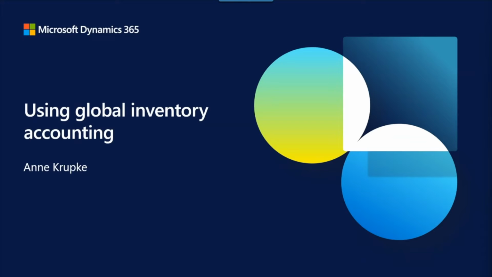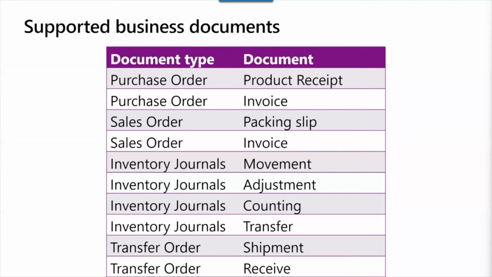Before we dive into specific examples of global inventory accounting in action, I want to take a pause and review the currently supported transaction types for this add-in, as shown in the table here. The big highlight is that production documents are not currently supported, although they are on the future roadmap to be included.